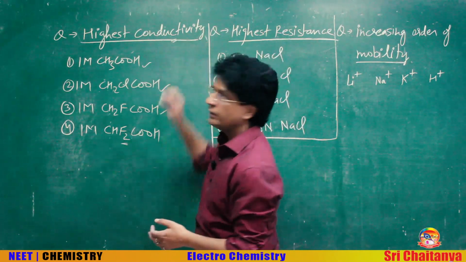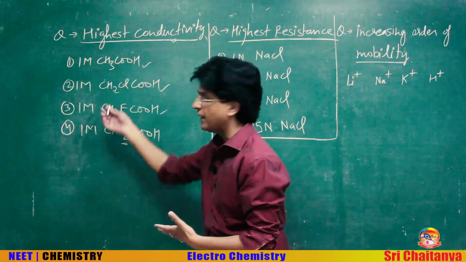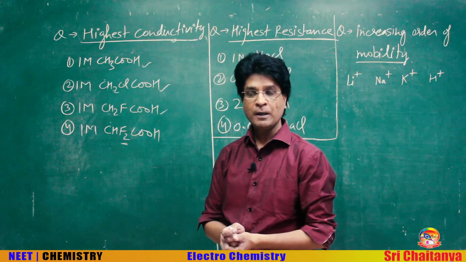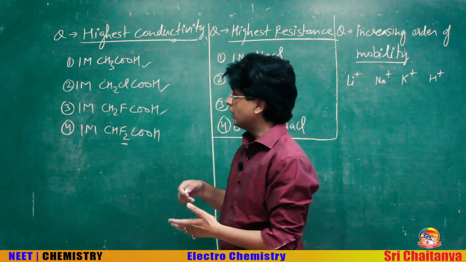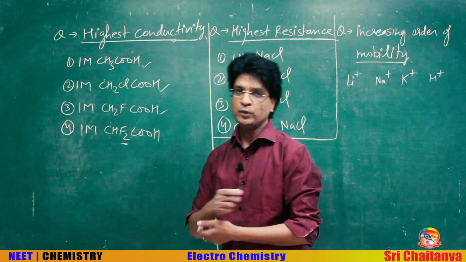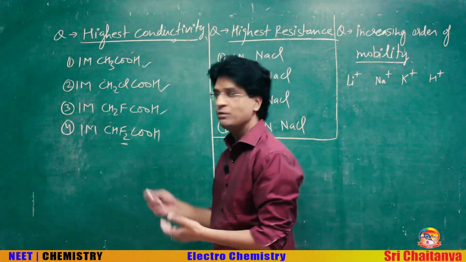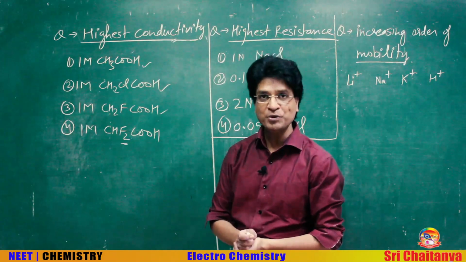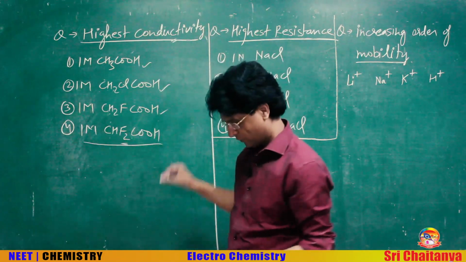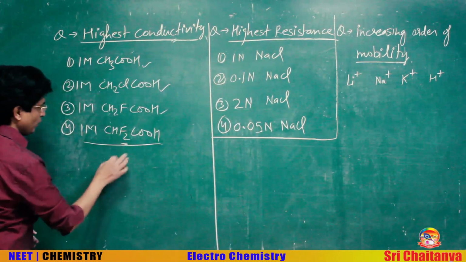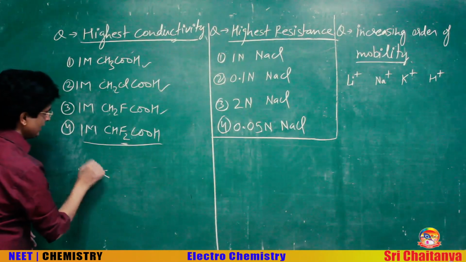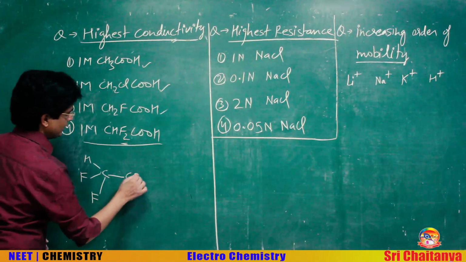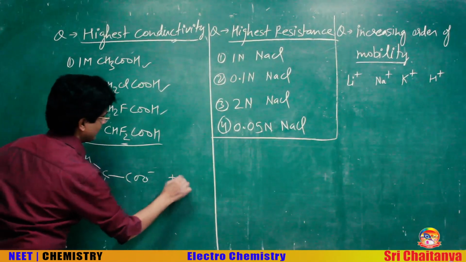Now we know that conductivity or the conductance depends on the number of ions present. More the number of ions, more is the conductivity or conductance. Now let us check out what will decide when the number of ions will be more or less. More ions will be formed only if they are stable in the solution. So if you check out the 4th option, you will see that when it dissociates, it will give you CHF2COO negative and H plus.